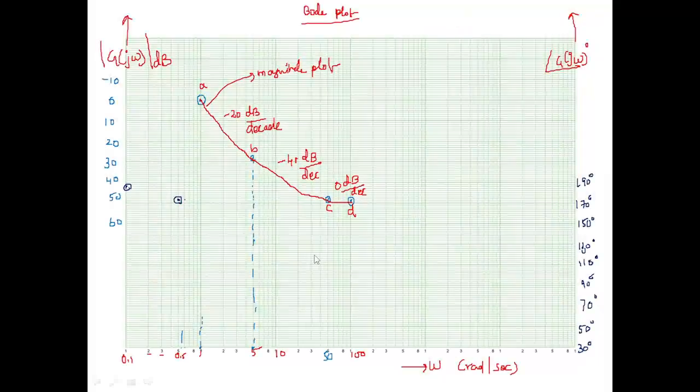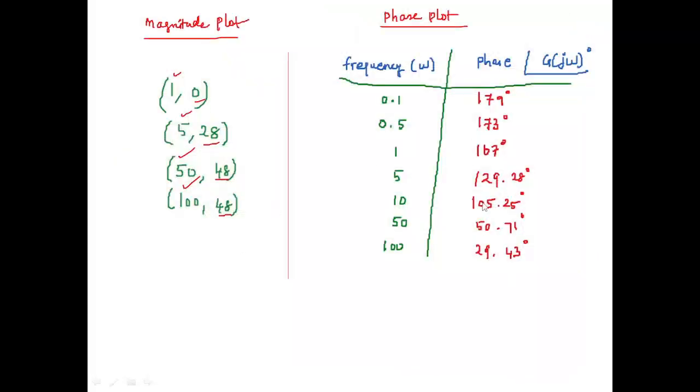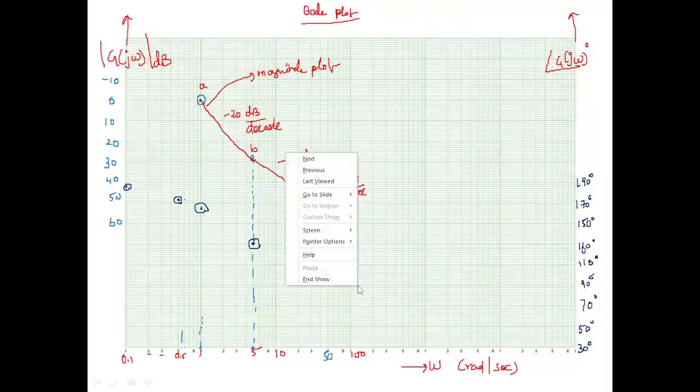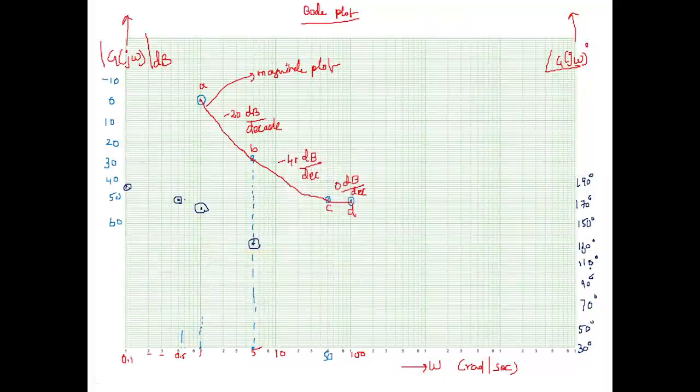The third point is 1 comma 167, which is between 150 and here. So likewise, you have to plot all the values. For the frequency 5, the value is 130, so it is exactly over here. Similarly, for the frequency 10, the value is 105. This is 110 and this is 90, so 105 is above 100. Let me mark it over here.